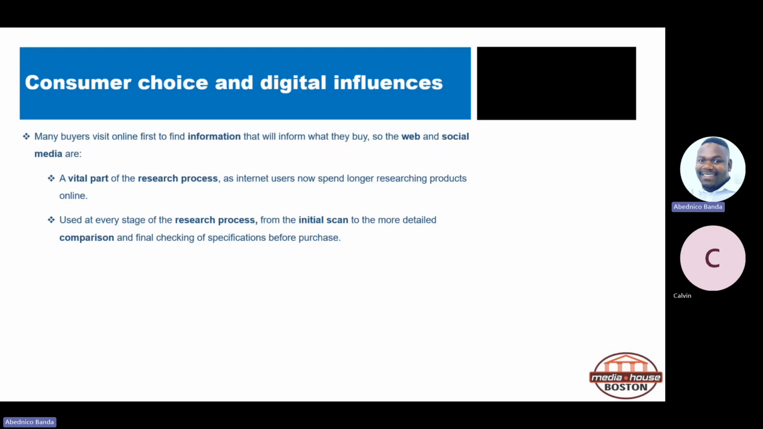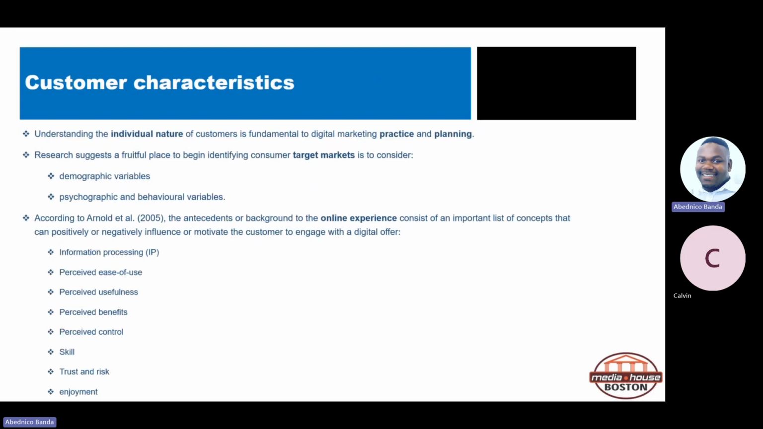Websites and social media are also used at every stage of the research process, from the initial scan to the more detailed comparison and final checking of specifications before the purchase. So it is always crucial that you are at the right time using the right platform as a brand when customers are looking for information and are in a stage of buying something.